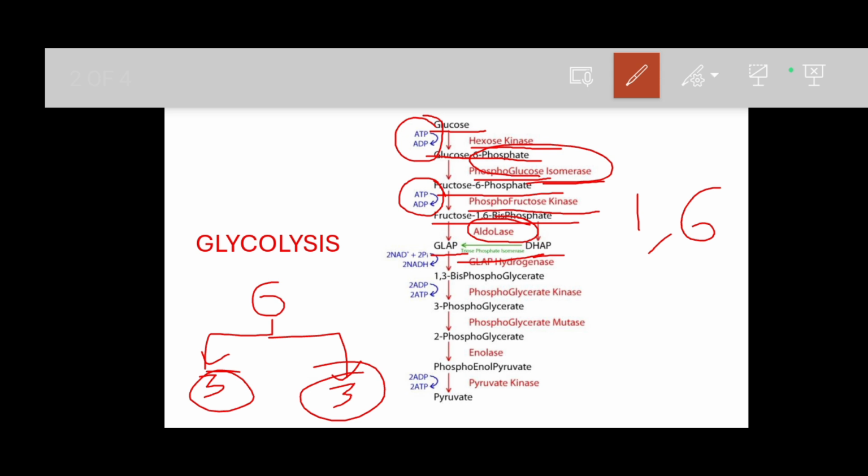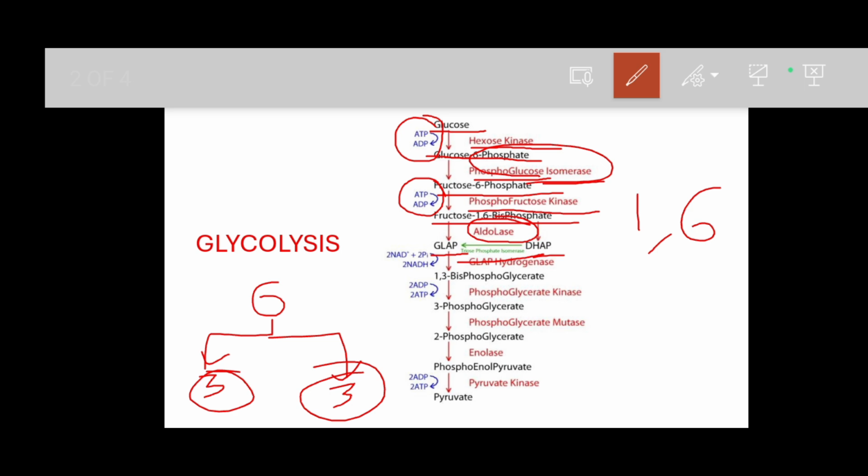So DHAP gets converted to glyceraldehyde 3-phosphate. The reason is that in the further steps, only glyceraldehyde 3-phosphate can enter, but dihydroxyacetone phosphate cannot enter. So due to this, DHAP can never enter into the next steps.